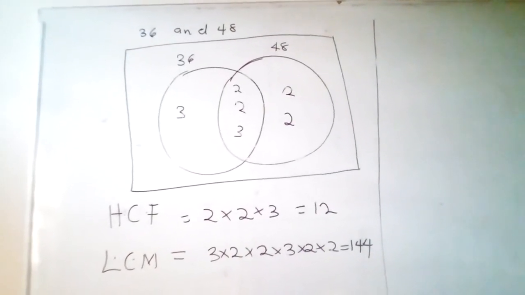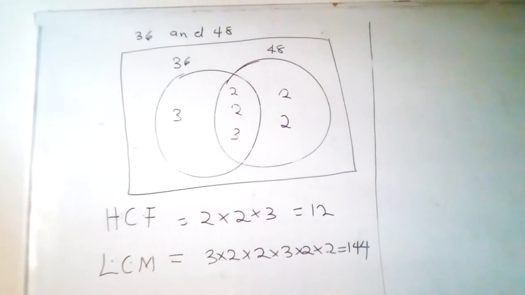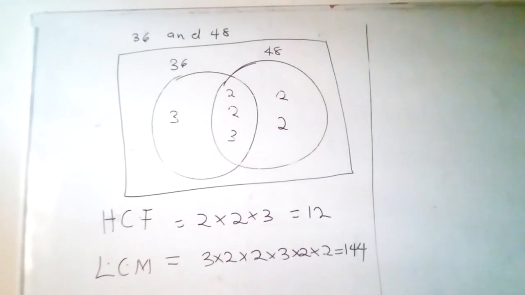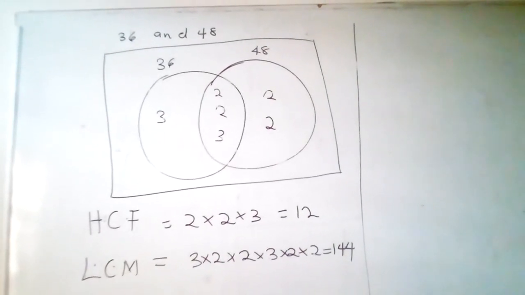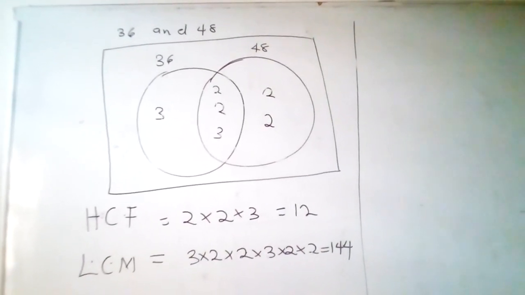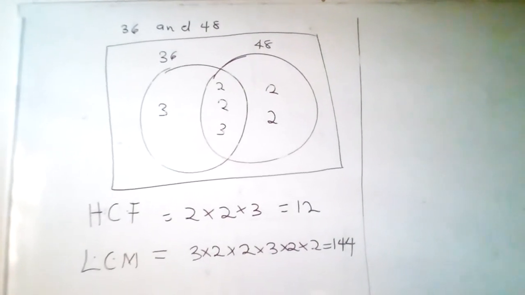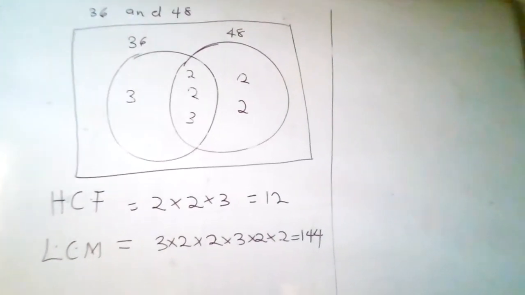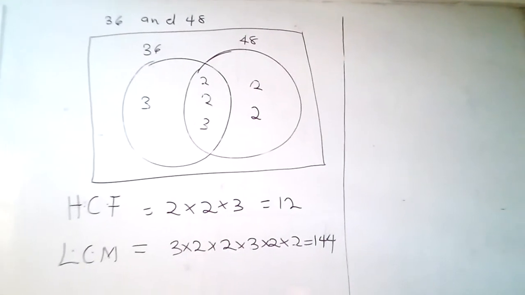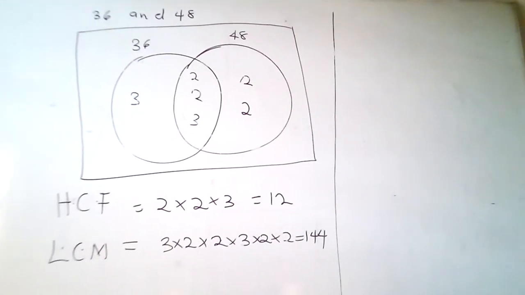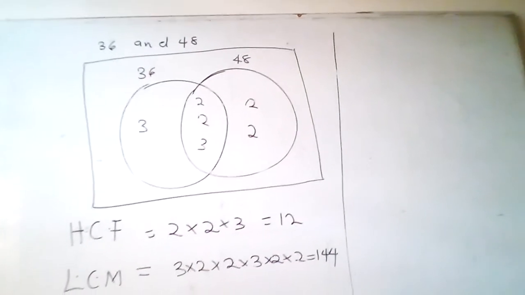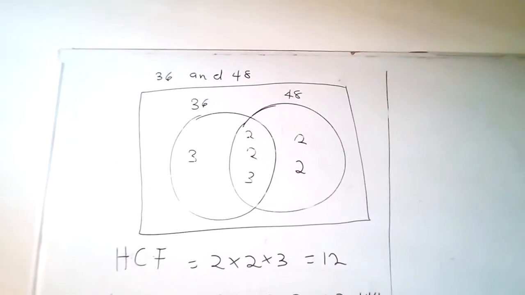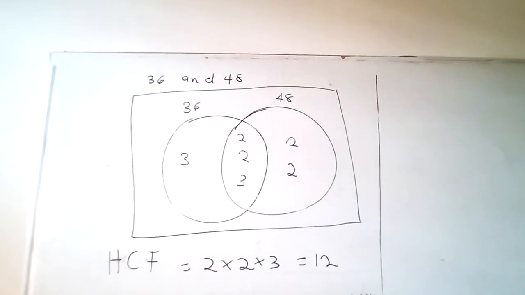4. Repeat step 2 until no two numbers are divisible by the same number. 5. Multiply the divisors and remaining quotients to find the LCM. The product of all is the LCM of the given set of numbers. So these are the steps that we used to find the LCM of 36 and 48.